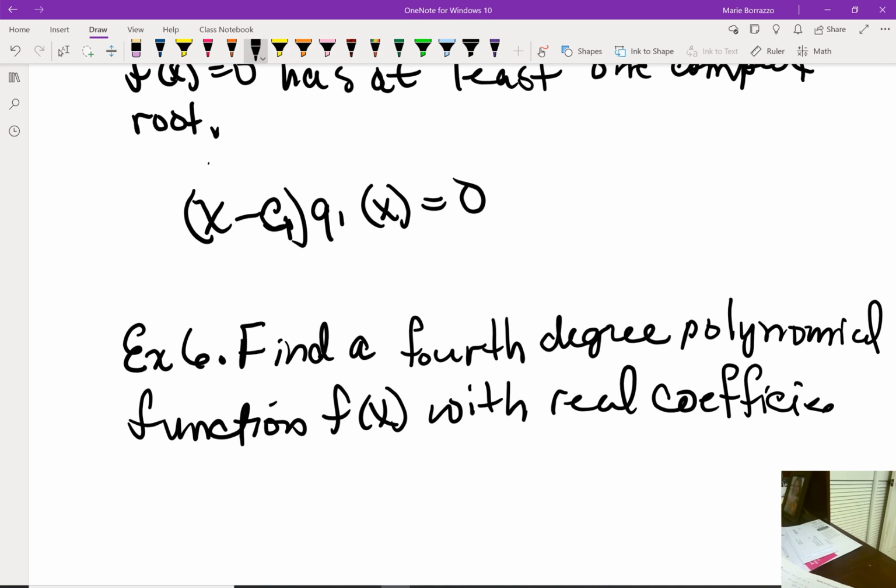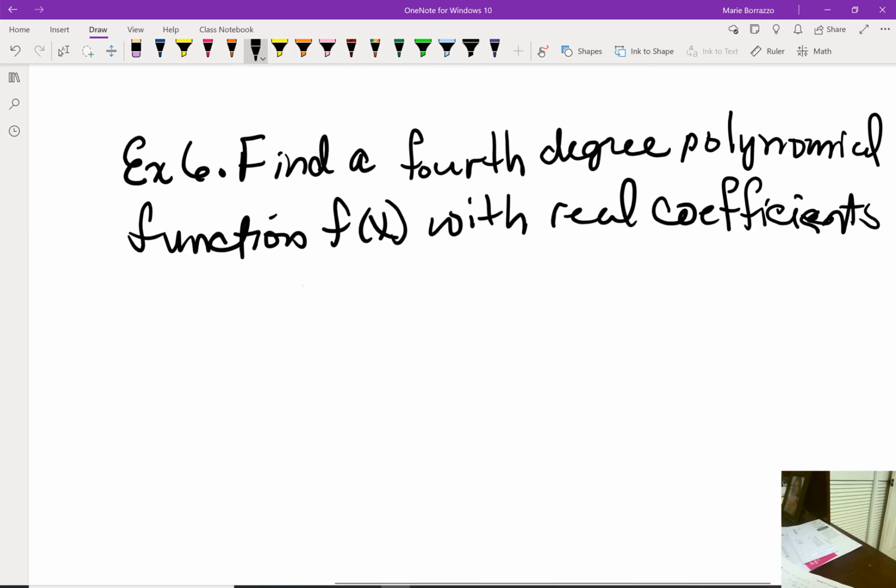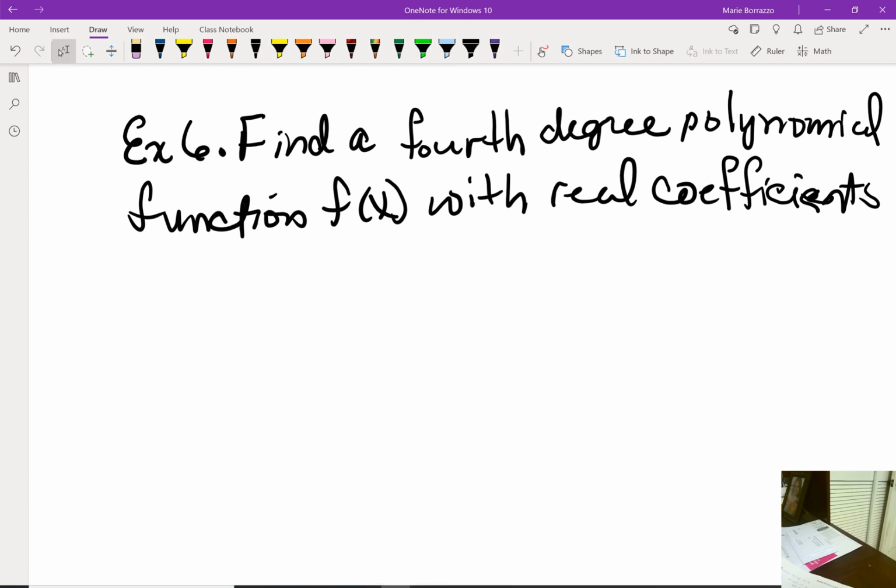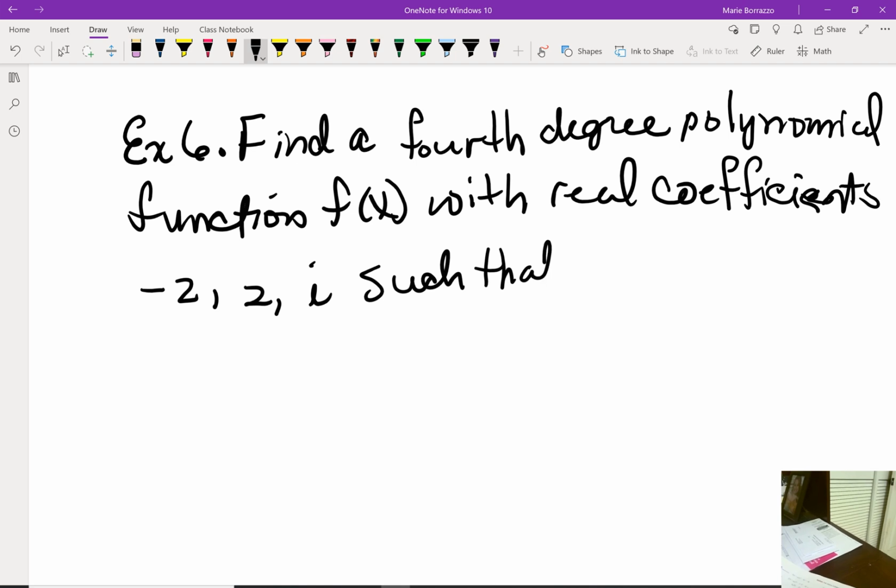I actually like to start teaching this part with this example and then go backwards. So let's pretend I never said what I said up there. Just focus on up here with me for a minute. So with real coefficients, -2, 2, and i, such that f of 3 is equal to -150. All right.